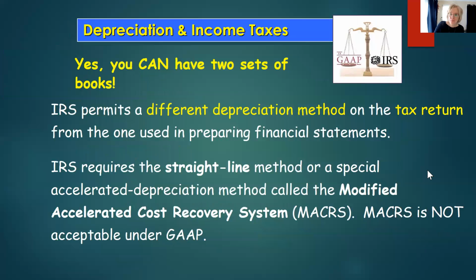For tax purposes, you can have two sets of books, one for your SEC reporting, one for the IRS. The IRS does permit different depreciation methods on your tax return from what you have on the financial statements. The IRS has its own rules about what depreciation methods you can use: straight line or something called MACRS, Modified Accelerated Cost Recovery System. But GAAP is how we do our financial statements when we prepare them for analysis and submit them to the SEC.